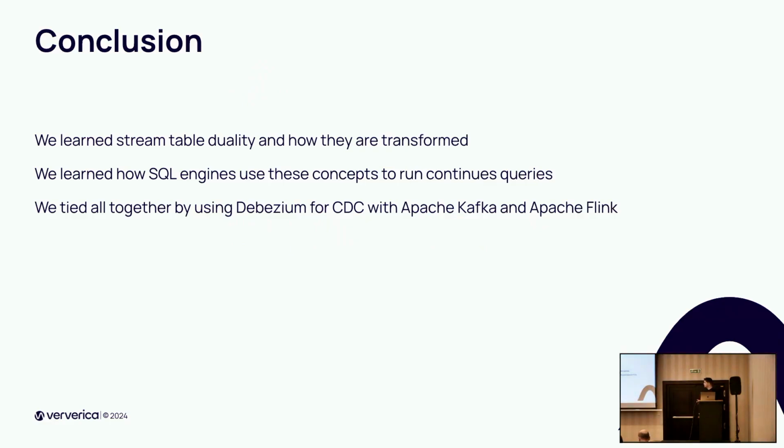So to conclude, we learned about the stream table duality and how they are transformed into each other, and how the SQL engines use this concept to run the continuous query, and we tied it all together using Debezium for CDC with Apache Kafka and Apache Flink.